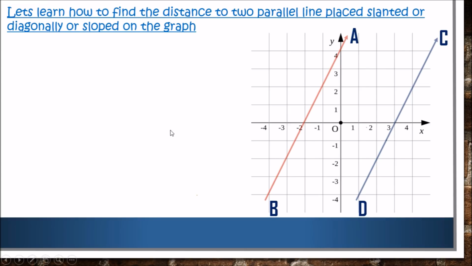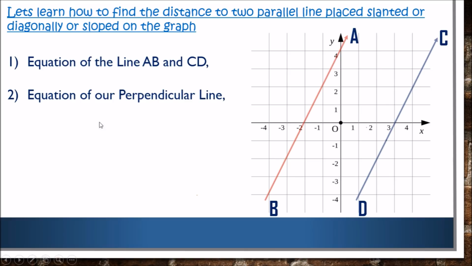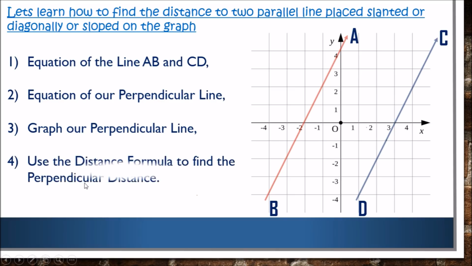So how do we find out the perpendicular distance between these two lines, or the two closest points on these lines? So what is our step number 1? Our step number 1 is to find out the equation of a line AB and CD. And our step number 2 is to find out the equation of our perpendicular line. And once we have the equation of our perpendicular line, we can use that equation to graph our perpendicular line. And once we have our perpendicular line, we will use the distance formula or simple Pythagoras theorem to find out the perpendicular distance, and then we will be done with this lesson. So let's get started with step number 1.